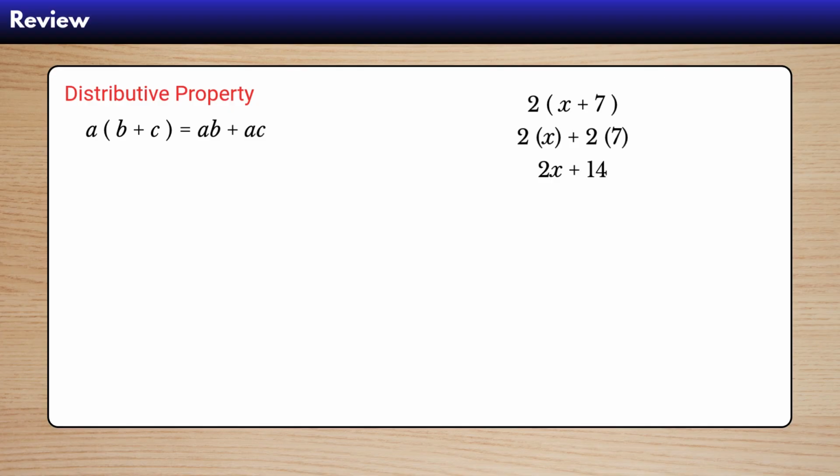Let's try another one. Consider the expression negative 5 times the quantity x minus 3, meaning that we have negative 5 of x and negative 5 of negative 3. Negative 5 times x is negative 5x, and negative 5 times negative 3 is positive 15, because a negative times a negative is a positive.